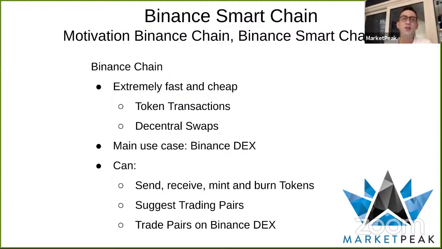So now let's get into the motivation. Why does Binance Chain exist? Why does Binance Smart Chain exist? What's the point behind that? What were they thinking about? Binance Chain, the point and the reason for that is that Binance wanted to have some chain that allows extremely fast and extremely cheap transactions of the native token, the Binance coin, as well as other arbitrary tokens, similar to ERC20, the BEP2 tokens. And it is also to have these extremely fast and cheap transactions for decentralized swaps.